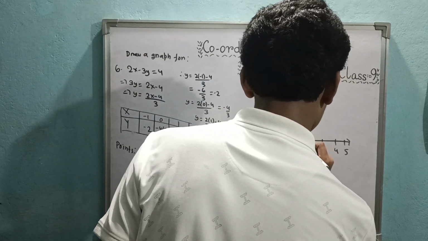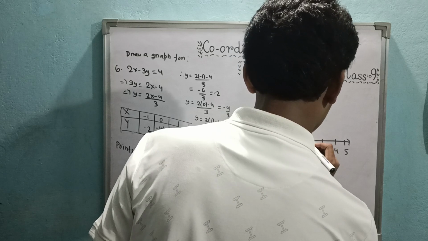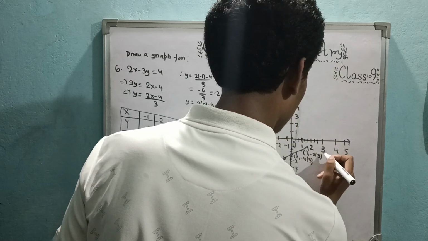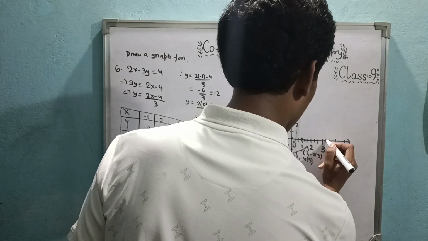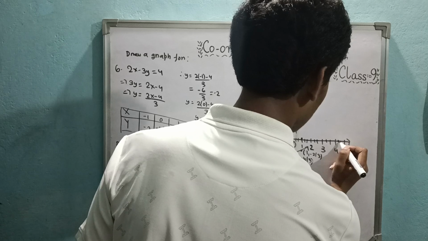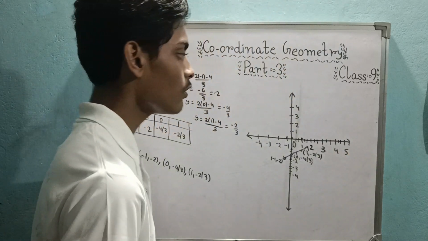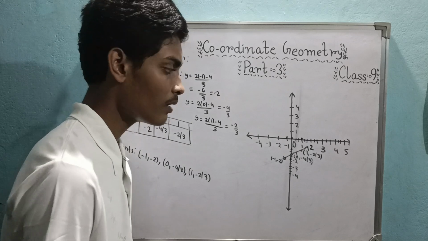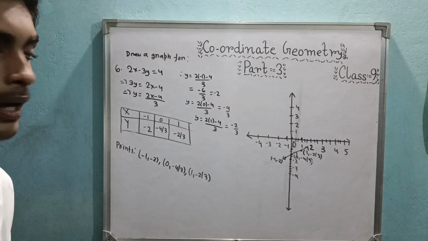Suppose 0, 1 by 3, 2 by 3, 3 by 3 is 1. 4 by 3, 5 by 3, 6 by 3 is 2. 7 by 3, 8 by 3, 9 by 3 is 3. 10 by 3, 11 by 3, 12 by 3 is 4. 13 by 3, 14 by 3, 15 by 3 is 5. So that's how the divisions are marked. You take the denominator as 3, and that's how you mark them. I can do it for everyone.